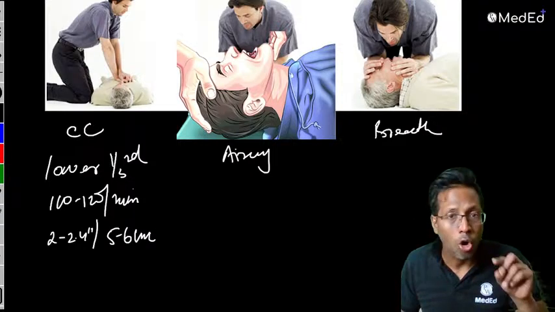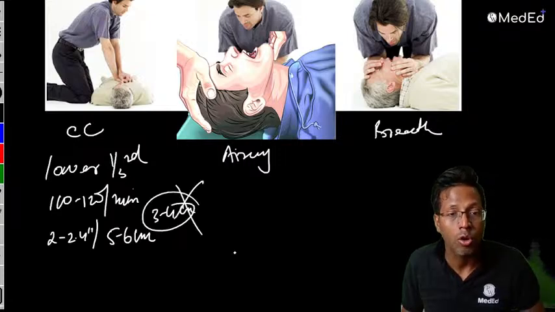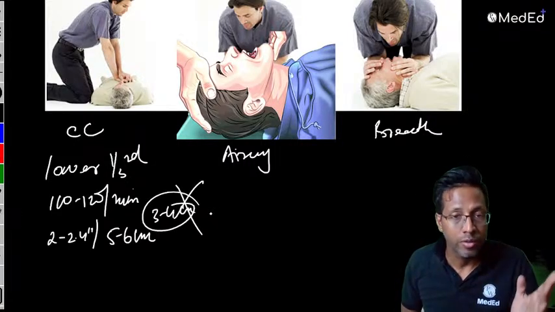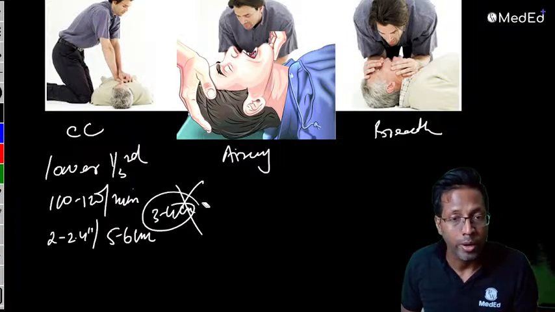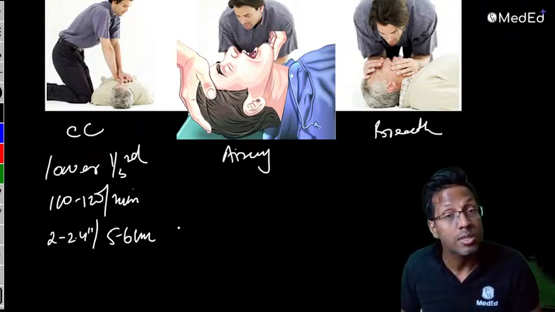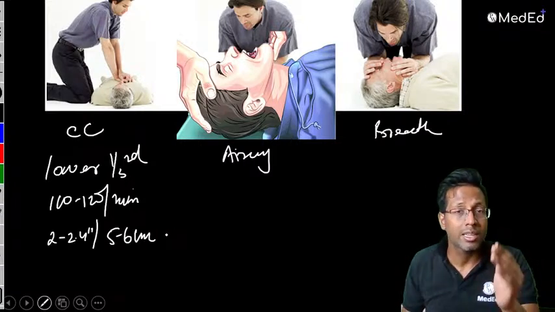And this year's wrong option in the INI-CT question, they had given you 3 to 4 centimeter, which was wrong. Okay, you can check all the platforms, whatever INI-CT revision we have done, you'll see all of them have the same point. So they had given the option as 3 to 4 centimeters. Ideally it is 5 to 6 centimeter. So 2 to 2.4 inches, 5 to 6 centimeter, that is the depth.